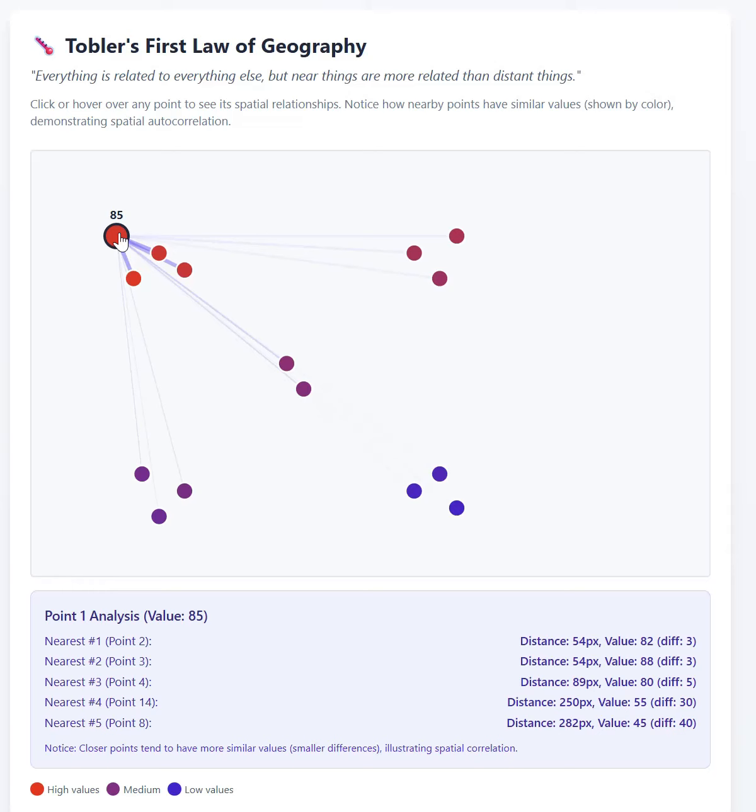It shows us the 5 nearest neighbors. The closest point has a value of 82, which is a difference of only 3. The second closest is 88, also a difference of just 3. And even the 5th nearest neighbor has a similar value. This is Tobler's law. These geographically close points are not just physically near, they're also similar in their measured values.